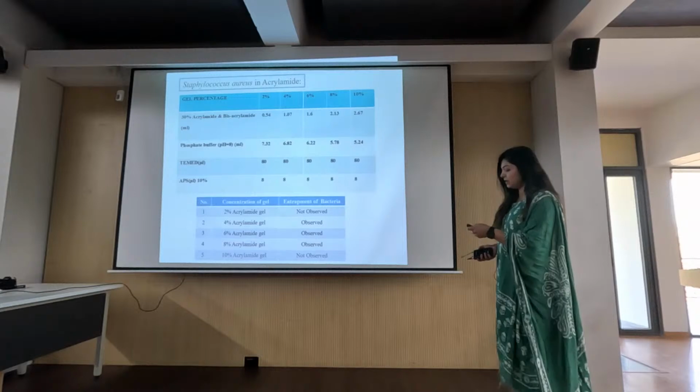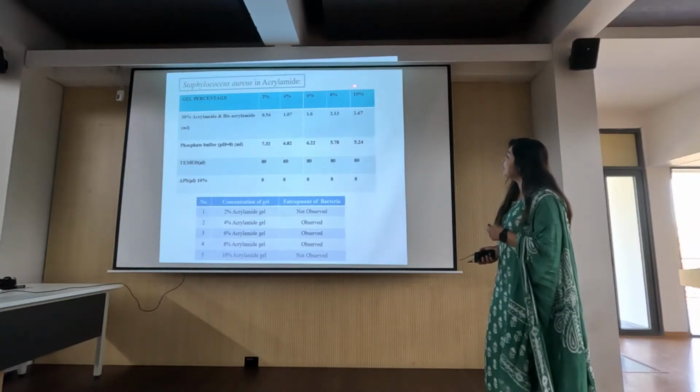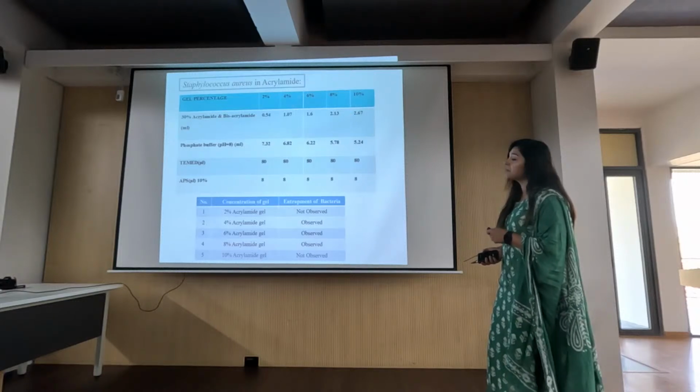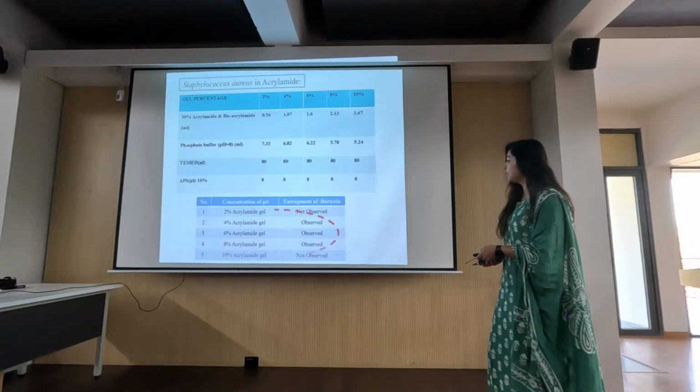Yeah, so this is the composition chemistry that we used for 2, 4, 6, 8 and 10%. As I said, only 4, 6 and 8% showed the entrapment, right? So here, same thing.